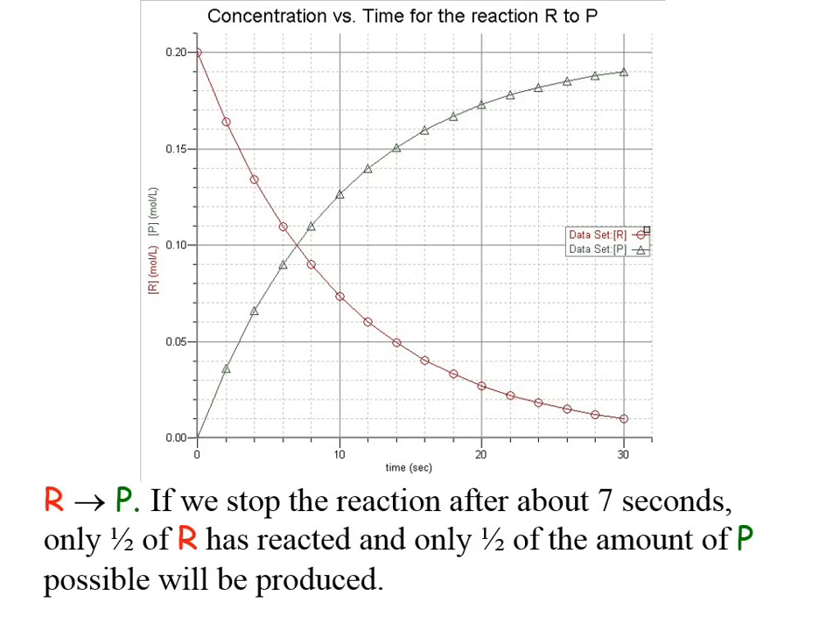This example is, what if you were impatient? What if you say, I only have time to allow this thing to go on for 7 seconds? That's 7 seconds right here on the time axis. You go up here, and at 7 seconds you still have some of your red. The amount of red left over is about half, and the amount of green you have formed is about half.